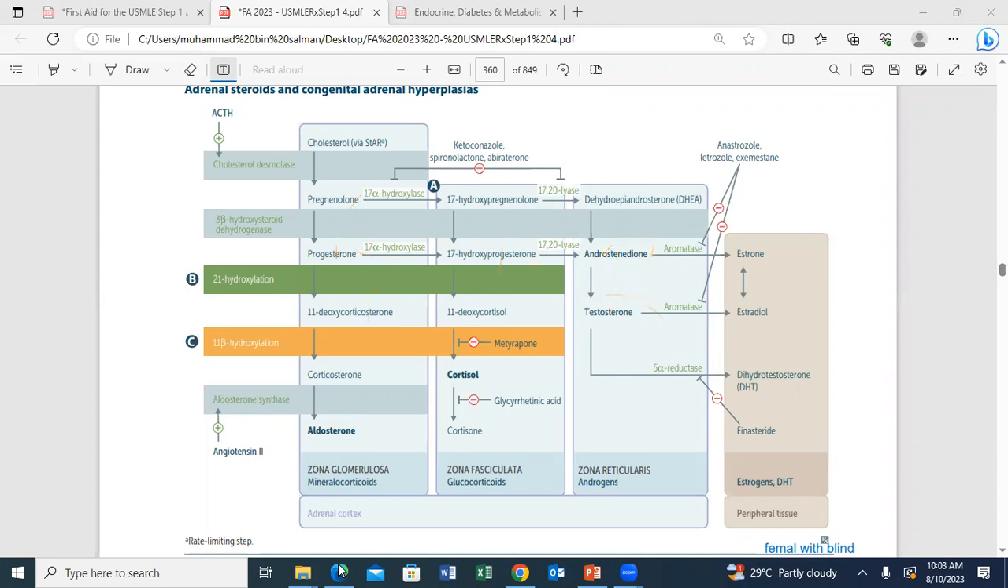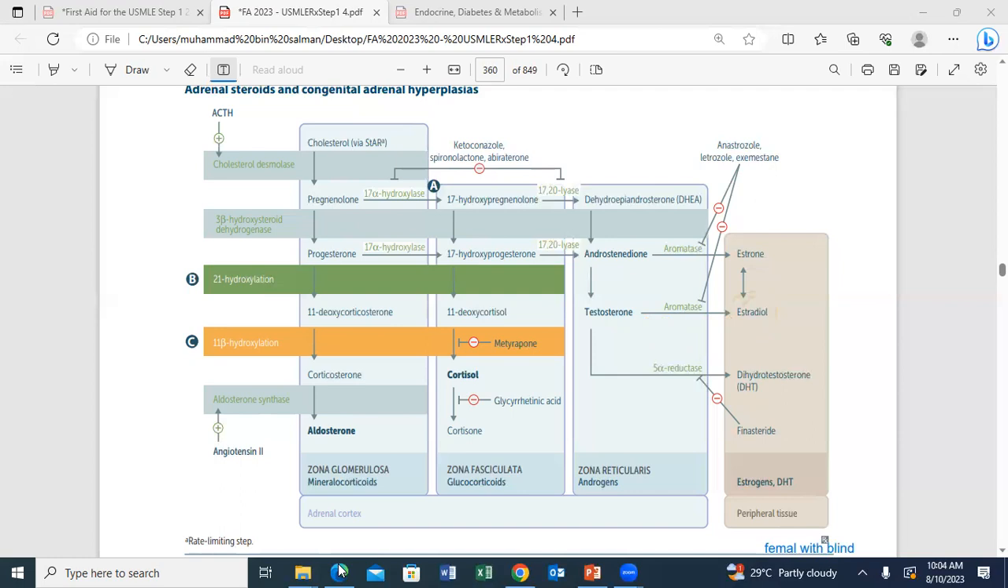G is the zona glomerulosa, which produces the aldosterone, or you can say the mineralocorticoid. And then we have the zona fasciculata, which produces cortisol or glucocorticoid. And then we have zona reticularis, which produces the testosterone, or you can call it androgens. Now, testosterone is further aromatized into estrogen or estrogen-like products, right? So this is aromatase. So the process is aromatization of testosterone leads to estrogen. And then we have the conversion into DHT, but I will discuss that afterwards.